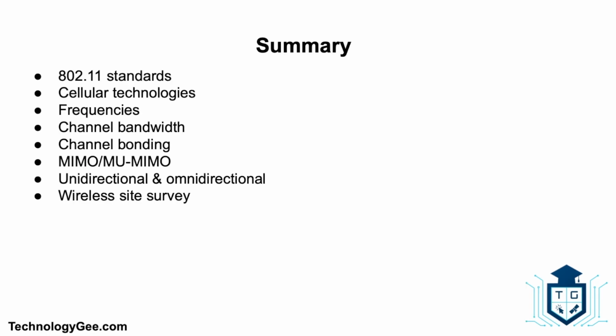All right, so in summary, we have talked about wireless technologies such as the 802.11 standards, cellular technologies, frequencies, channel bandwidth, channel bonding, MIMO, multi-user MIMO, unidirectional and omnidirectional antennas, and wireless site surveys.